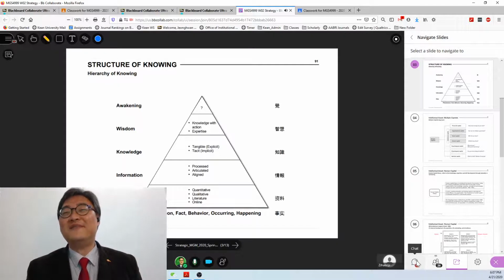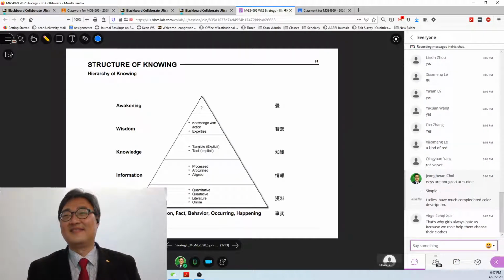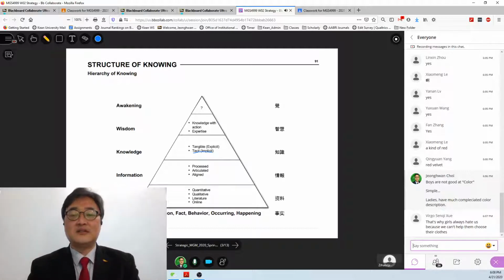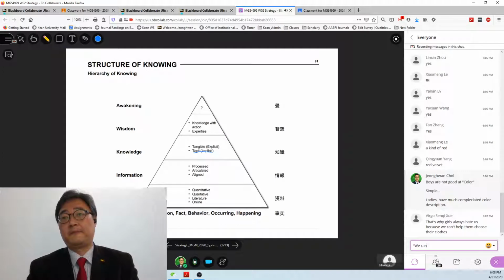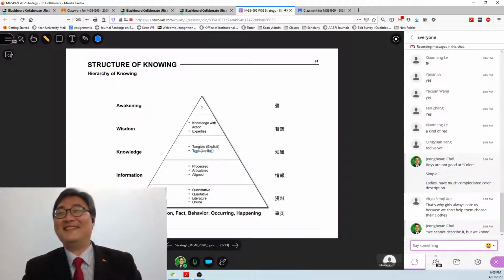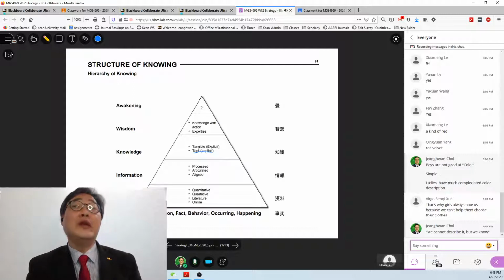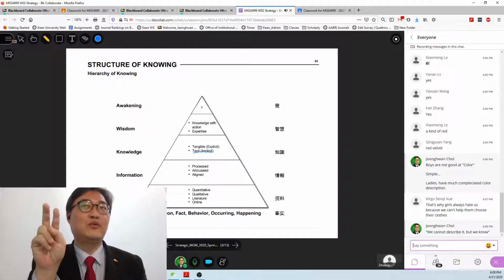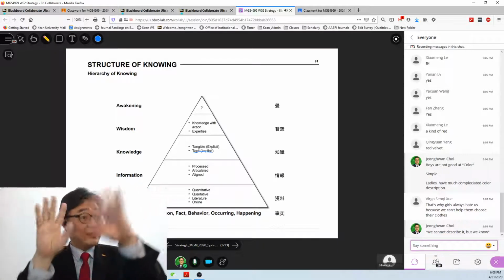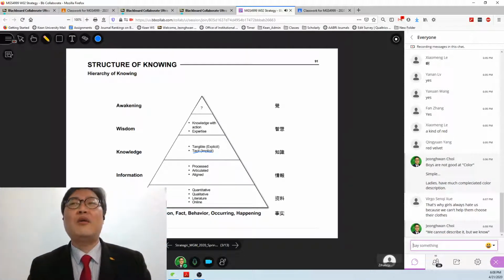Because we don't know much about that. So that kind of thing we call tacit knowledge. Tacit knowledge is what we cannot describe, but we know. We cannot tell, but we know. Ladies, you know the color. That's red velvet or dark something. You know that. However, you cannot tell.